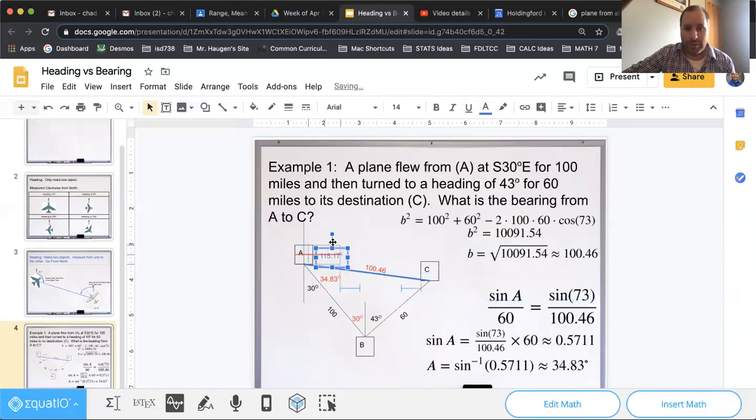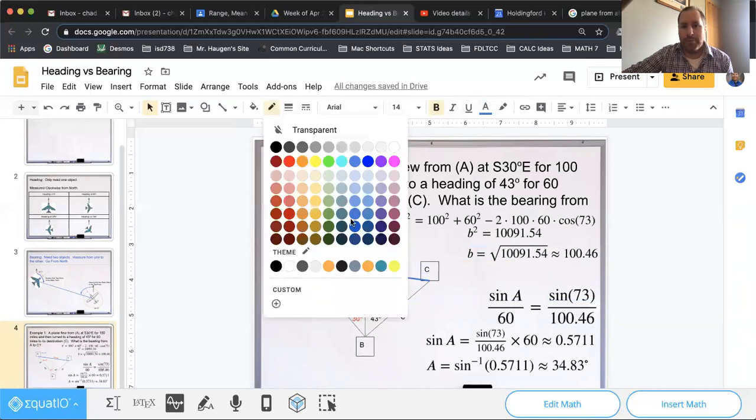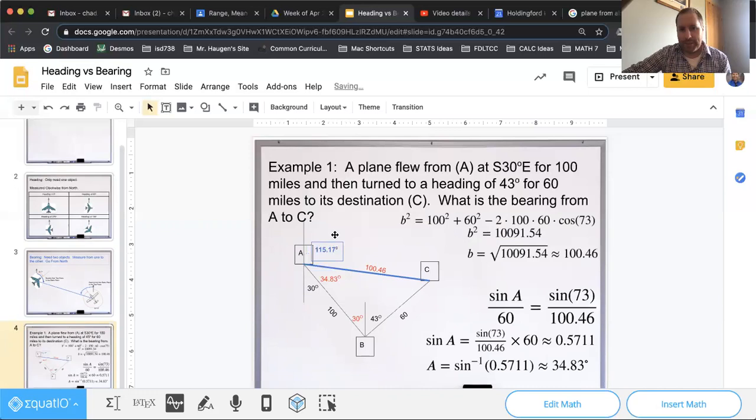It takes a little bit of work. These questions are not a one-step, one-time thing. You do have to work through these just a little bit to get there. We'll make it bold, and let's put a box around that. That's the final result: the bearing from A to C is 115.17 degrees, and that's how we get there. So you might have to use a little bit of the law of sines, a little bit of the law of cosines, and some inverse trig functions.